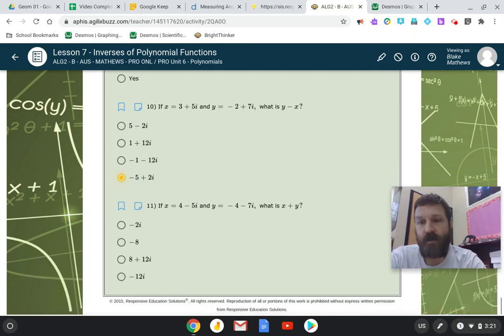Same thing in number 11. I'll let you do that one on your own though. And that's the end of this lesson.